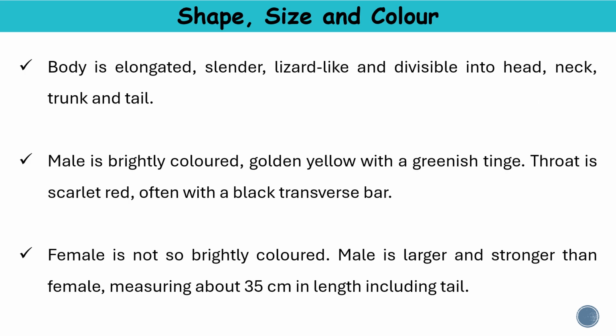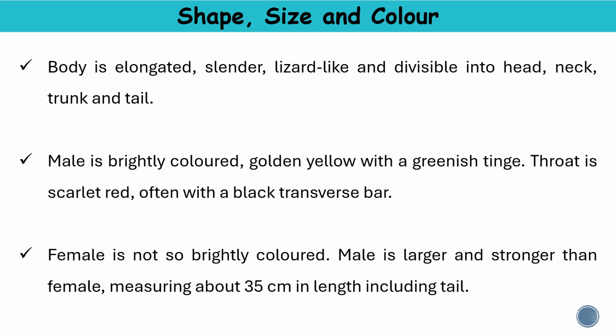Coming to its shape, size and color, the body of Calotes is elongated, slender, lizard-like and divisible into head, neck, trunk and tail. We can clearly see sexual dimorphism, that is, male and female are completely different in color, pattern and everything. Coming to males, the male is brightly colored, golden yellow with a greenish tinge.